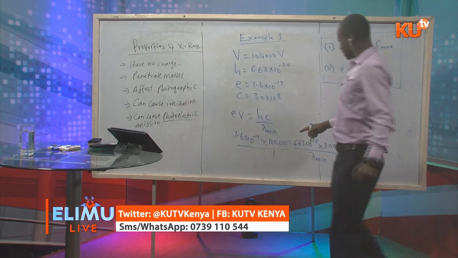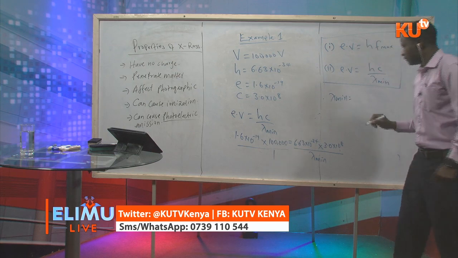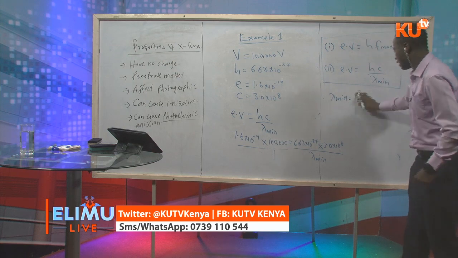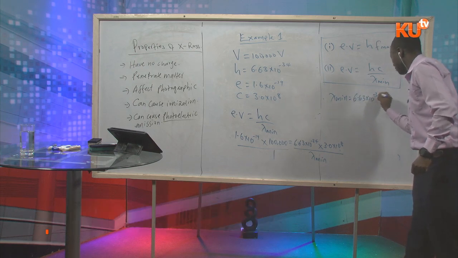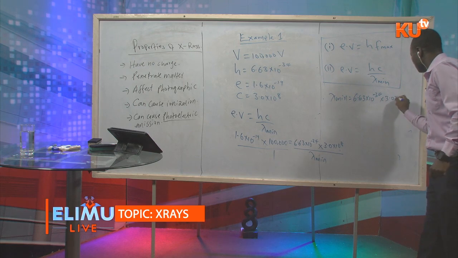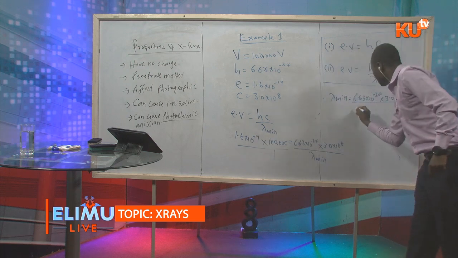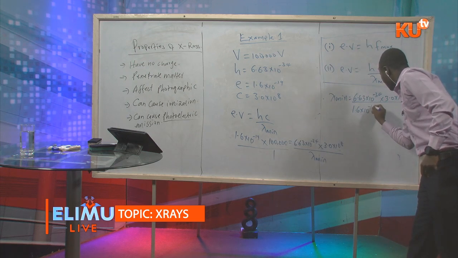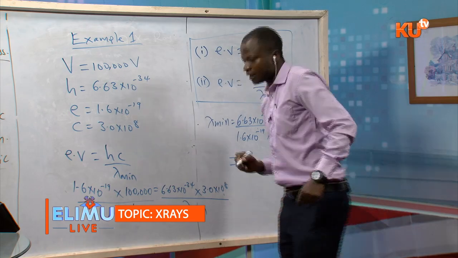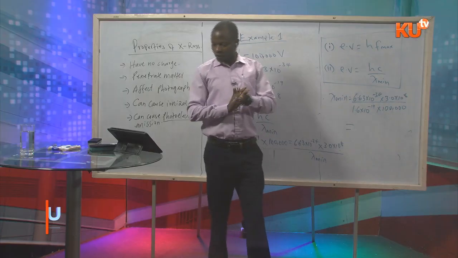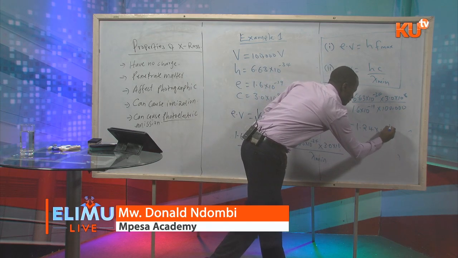So from here, if I multiply that side to make lambda minimum the subject, I'll have 6.63 times 10 power negative 34 multiplied by 3.0 times 10 power 8, all this divided by 1.6 times 10 power negative 19 multiplied by 100,000. So what will be your answer? If you use your calculator, you get 1.24 times 10 power negative 11.